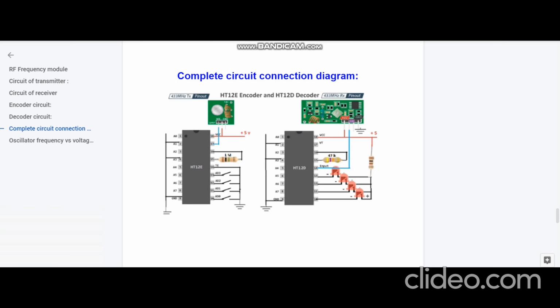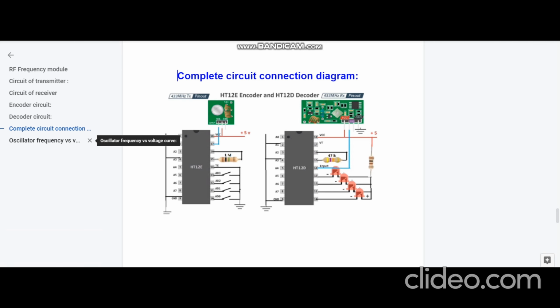Now connect one end of the LED to pin 13 and the other end to a current limiting resistance. I am using just pin number 13, where the switch is connected at the encoder end. You can connect your LEDs to pin number 13, 12, 11 and 10 if you are using these pins to send data. So you can see how easily you are able to connect this.